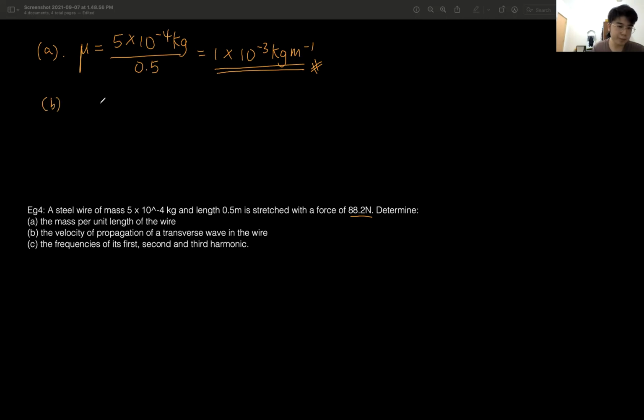Velocity of propagation of a transverse wave in the wire. Okay, this velocity is referring to the progressive wave, not the standing waves. V equals the square root of tension divided by mu, equals the square root of 88.2 divided by 1 times 10 minus 3. 297 meters per second.